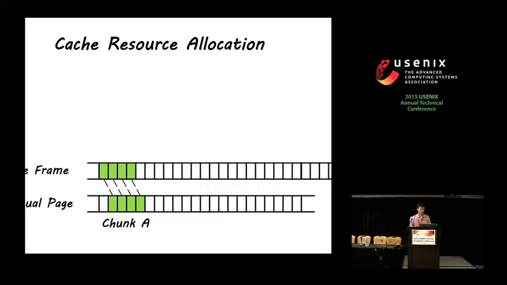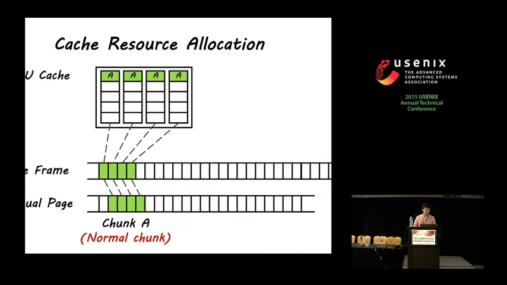So let's first look at how the cache resource is being allocated during the memory allocation. If the operating system allocates a piece of physical memory for the user's program, it tends to map consecutive page frames to the virtual pages. This helps the user's data spread across every cache set, and this approach can benefit data chunks which have strong access locality.